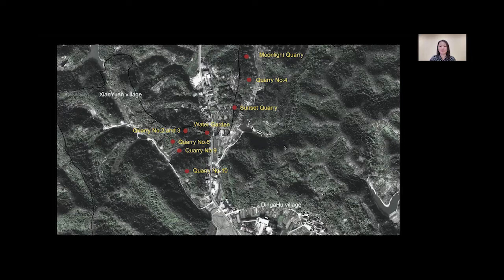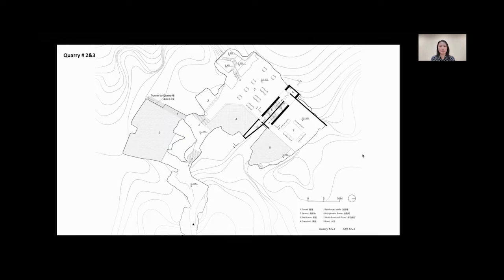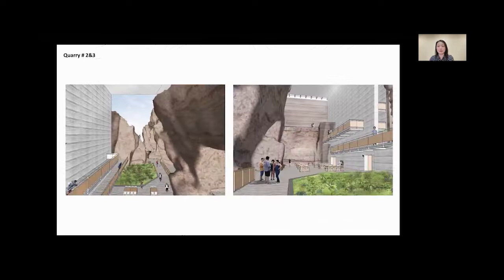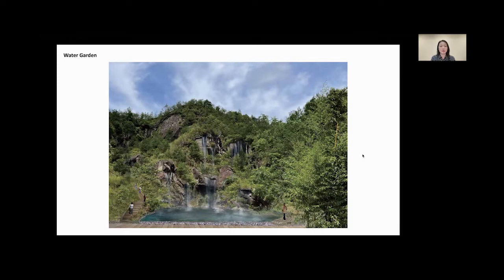Quarry number 2 and 3 is the semi-open tea house with the central structural reinforcement, the concrete bearing walls, and embedded with the stair. And the water garden is just a light touch with waterfalls and a water pool next to the street as a landscape spot.